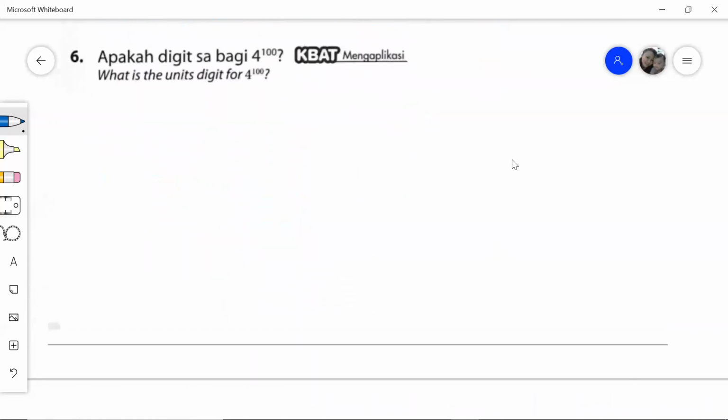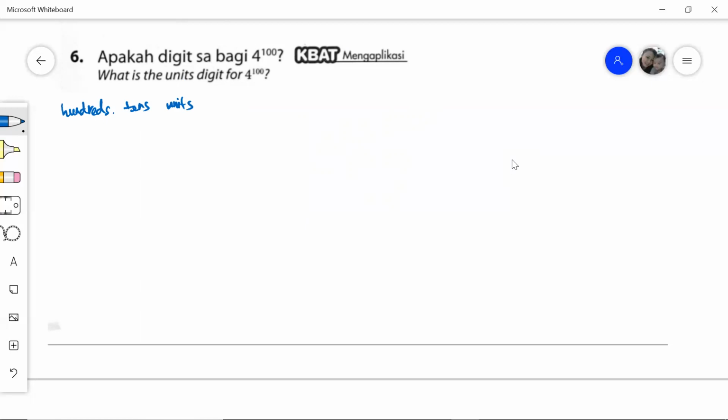The last question on the HOTS question. What is the units digit for 4 to the power of 100? So we want to know what is the units digit. The units means a group of numbers; it consists of the units, the tens, the hundreds. Over here, we do not know. You can use the calculator. But if this question is worth more than 2 marks, or 3 or 4 marks, you have to show working. So how do we show working?